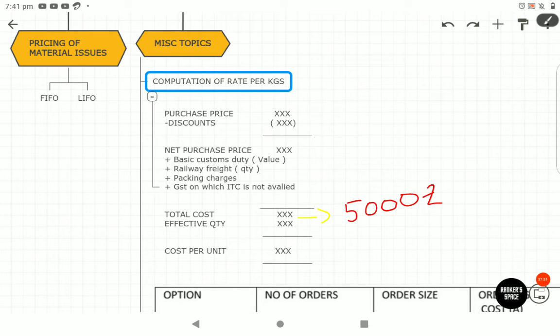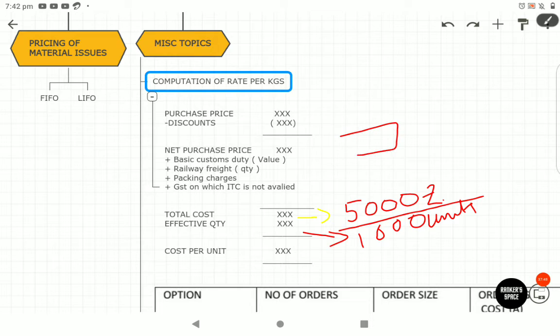Okay, and you have a quantity, that is the number of units, the number of bricks you used. Say for example, you use 1000 bricks, units of bricks you have used. So how do you find out the cost per unit? 5000 divided by 1000 units. So for one brick, how much is the cost, is what you're trying to find out. So that is what they refer to as cost per unit.